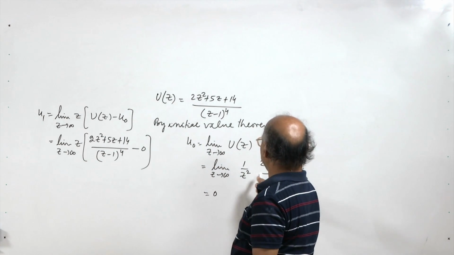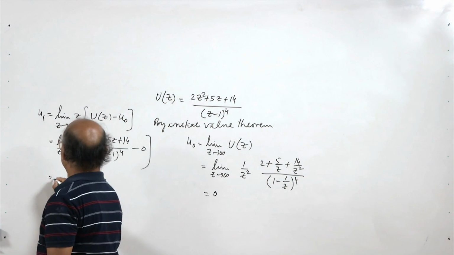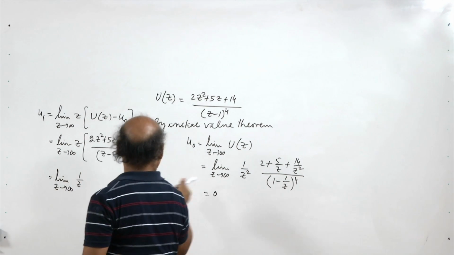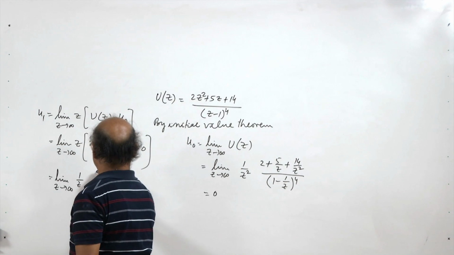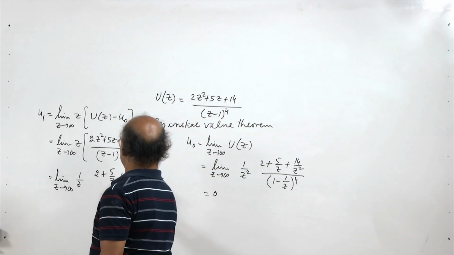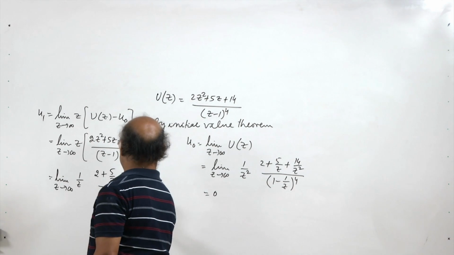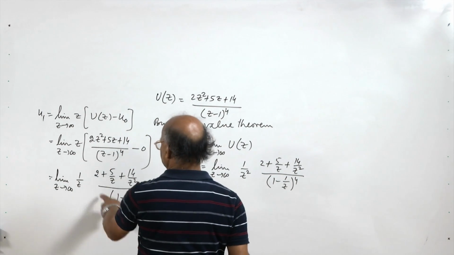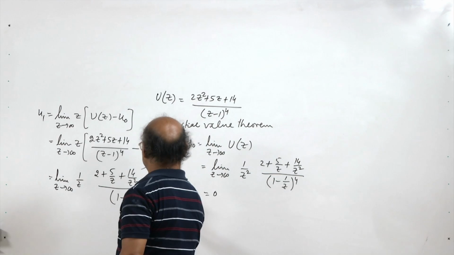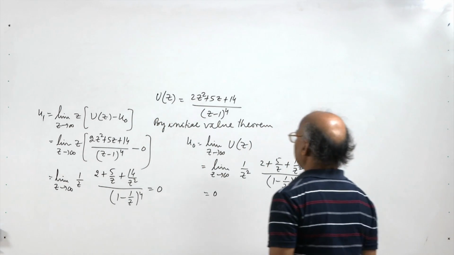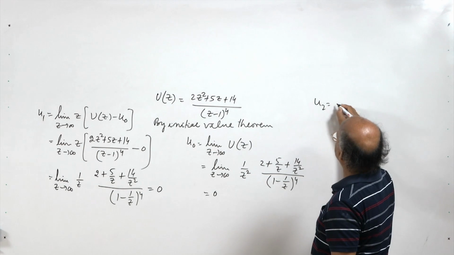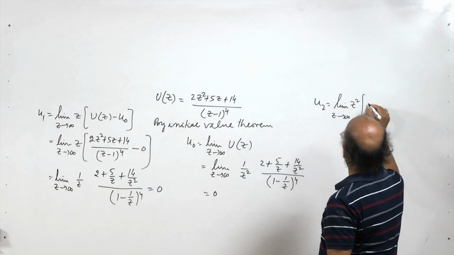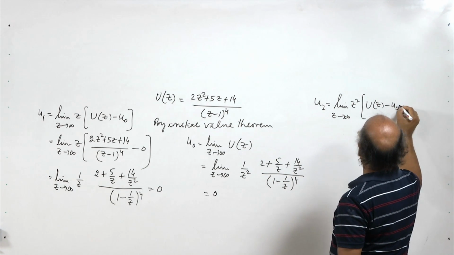When we multiply this form by z, what we get is 1 by z, since this z cancels with one z here, times (2 plus 5 by z plus 14 by z square) divided by (1 minus 1 by z) to the power 4. Again this expression tends to 2 and this goes to 0. So, we get the limit as 0. Now, let us find u2. So, u2 is limit z tends to infinity of z square times (Uz minus u naught minus u1 by z).